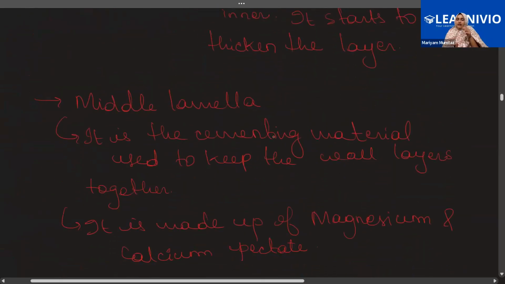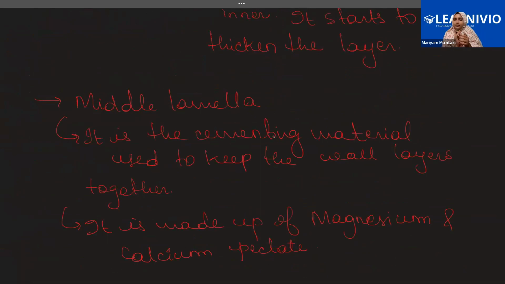Now, in between the primary and the secondary wall, there will be a cementing material, which is the middle lamella, to join them together. Ma'am, how are the first and second attached? Middle lamella. Oh, okay. No, like how are they arranged?